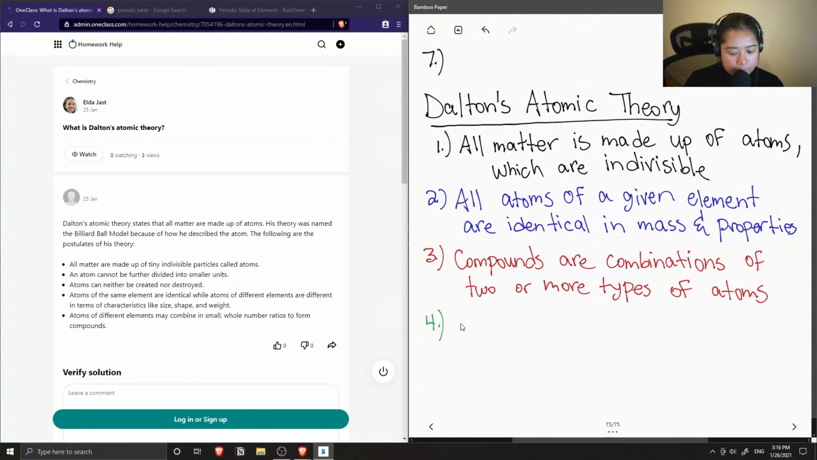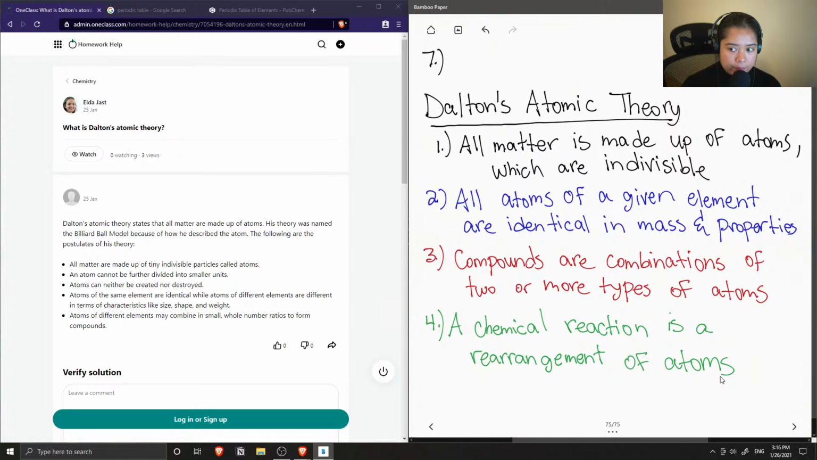And finally, a chemical reaction can also be described as a rearrangement of atoms. Okay, so these points kind of sum up Dalton's atomic theory. So now let's see what the junior tutor said.